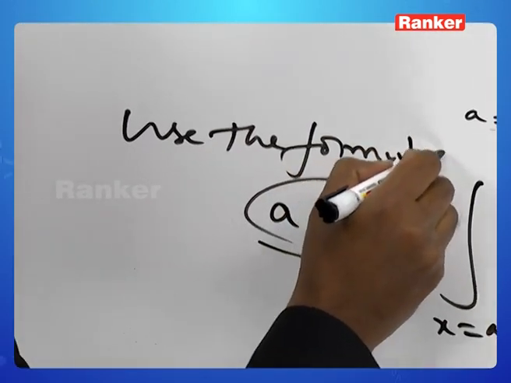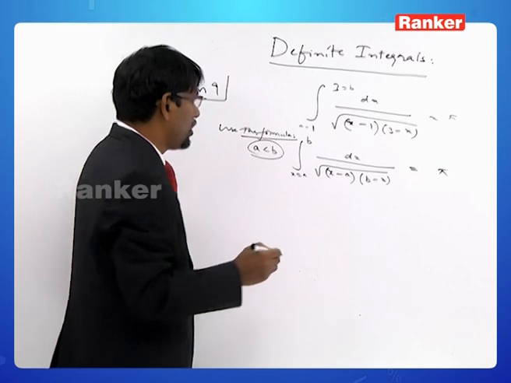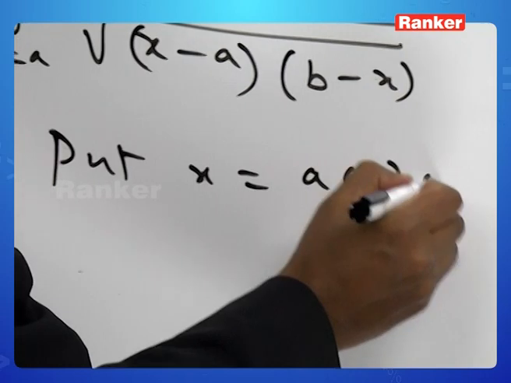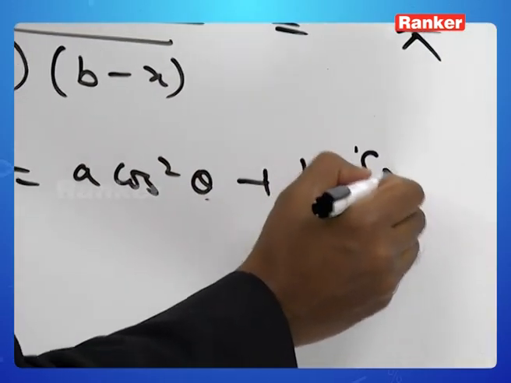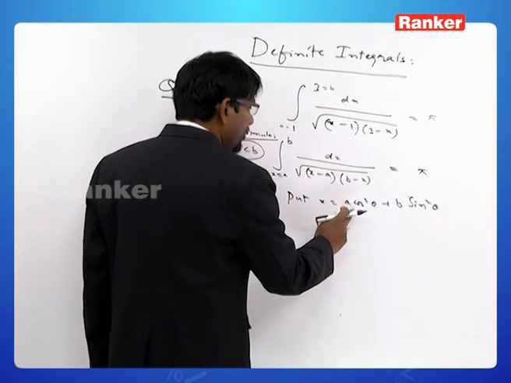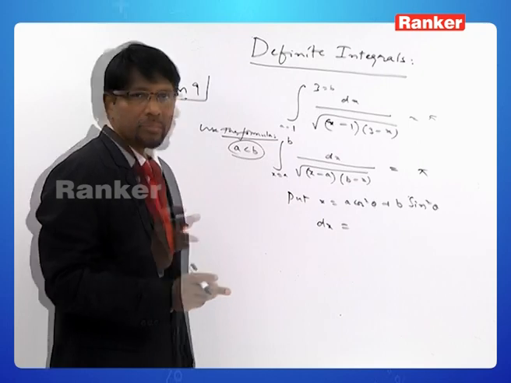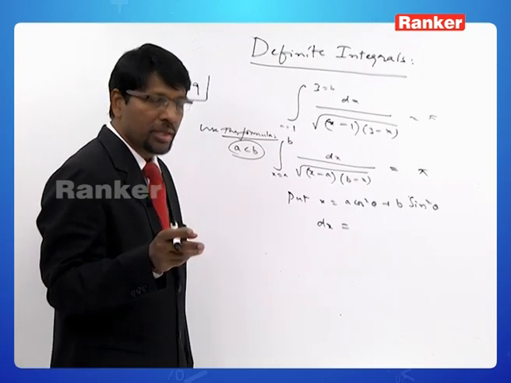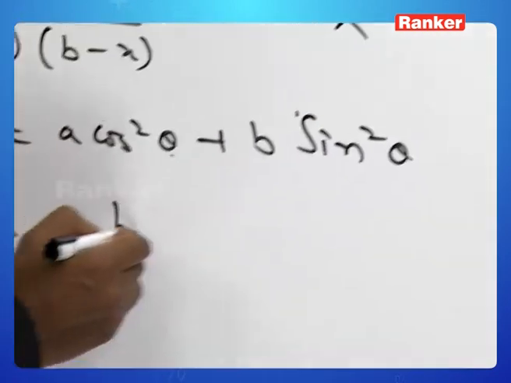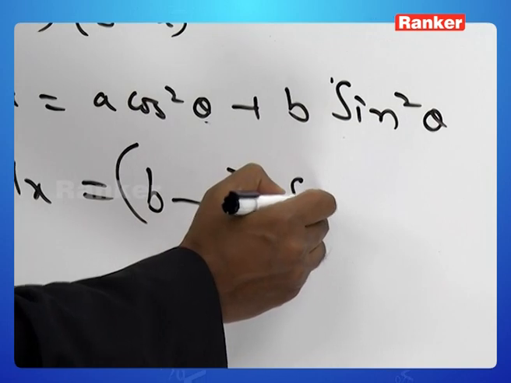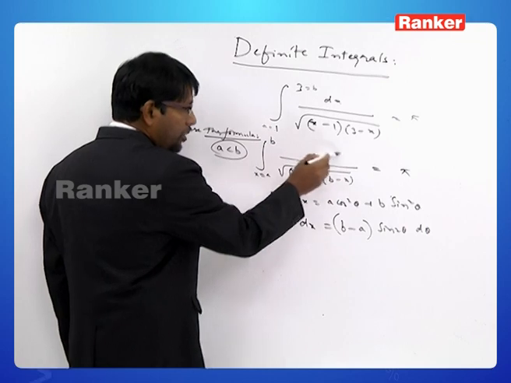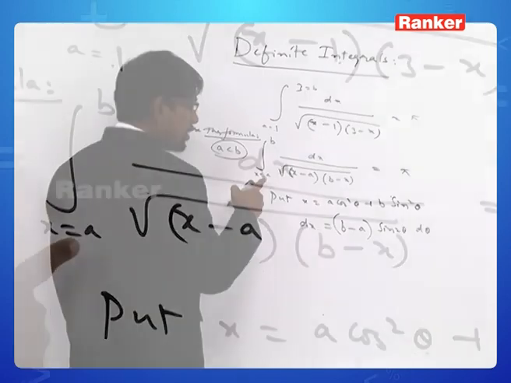But how is this formula arrived at? Let us look at that also. We put x equal to a cos square theta plus b sin square theta. Then what will be dx? Differentiation. What is the derivative of cos square theta? 2 cos theta into minus sin theta, that is minus sin 2 theta. And here b sin square theta has derivative b sin 2 theta. So what do we get? Dx will be b minus a sin 2 theta d theta. So this part can be replaced with b minus a sin 2 theta d theta.